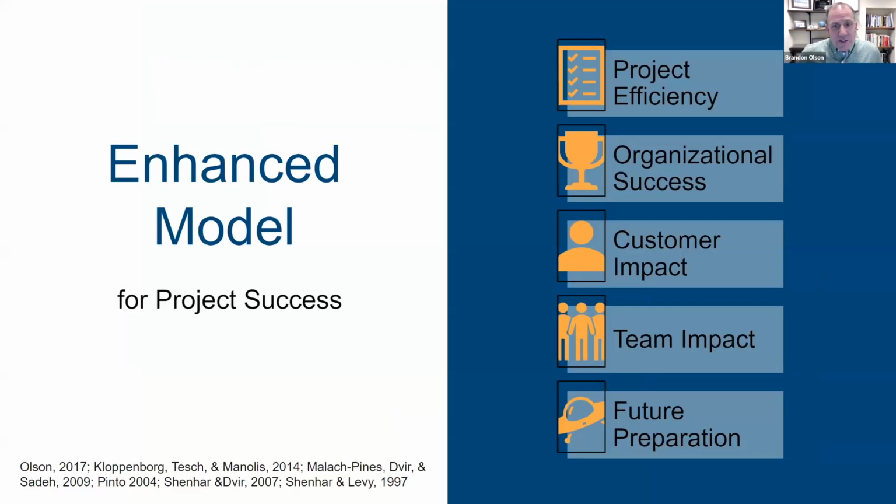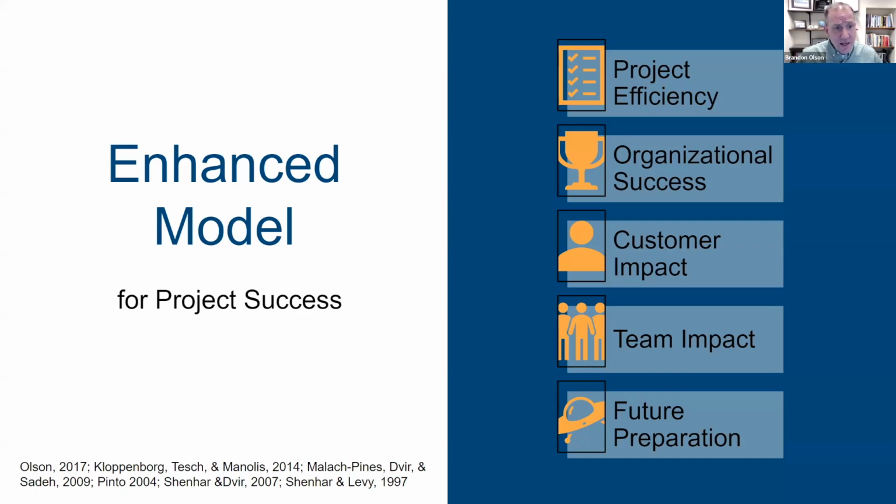Now, what we need to do is take a look at this more holistically. Back in 2017, I developed this enhanced model for project success based on some work of several different researchers, where we're not looking at just project efficiency. Project efficiency is that operational measure of scope, schedule, budget. But we take a look at four other dimensions as well.